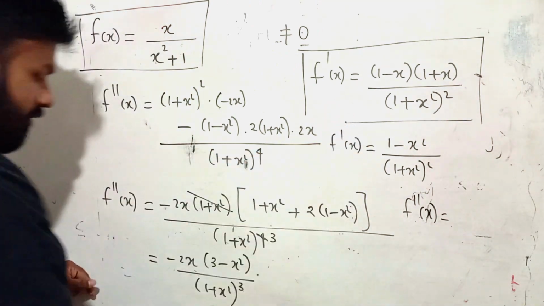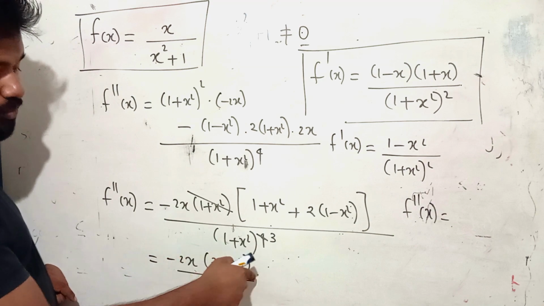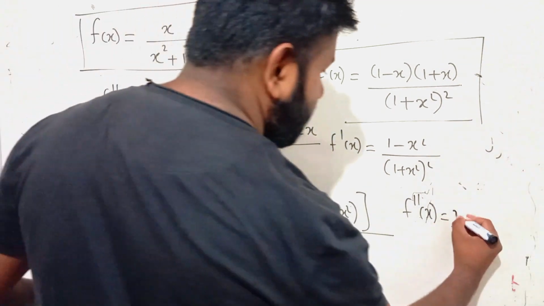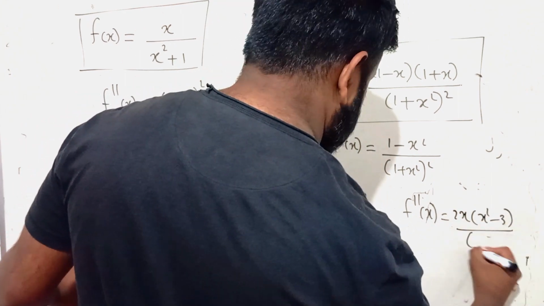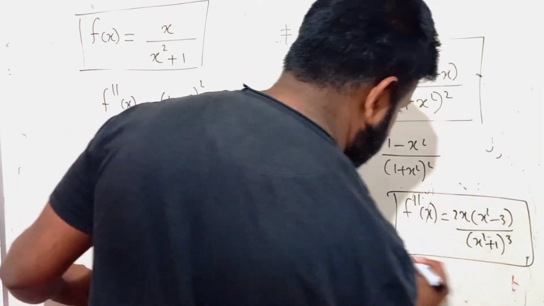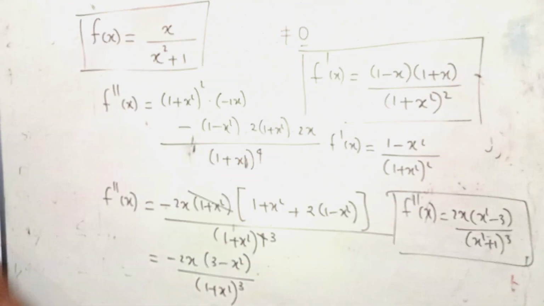So f double dash x is equal to, I'm doing the remaining part here. There's a negative here. What I'm going to do is multiply this 3 minus x squared by this negative sign. So it's going to be 2x times (x squared minus 3) divided by (x squared plus 1) whole thing cube. This is the second derivative of this function, second derivative of f.